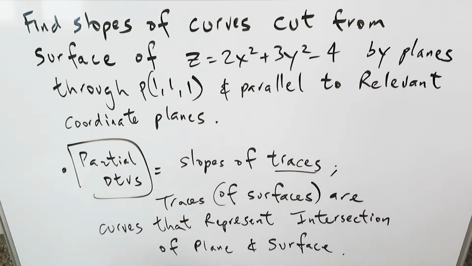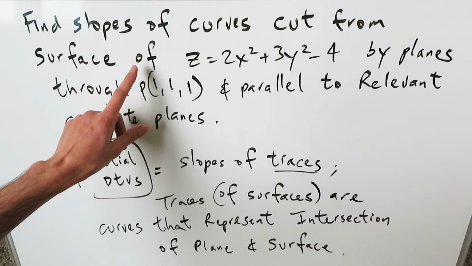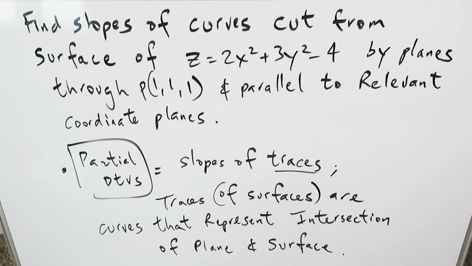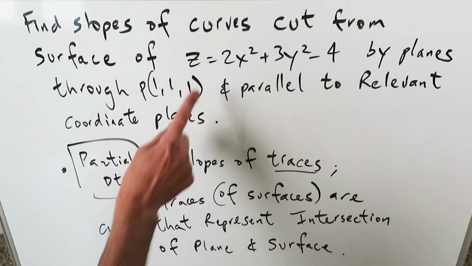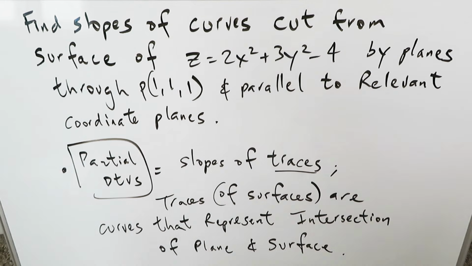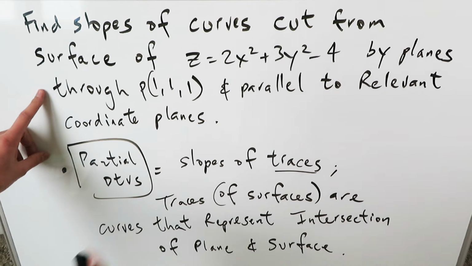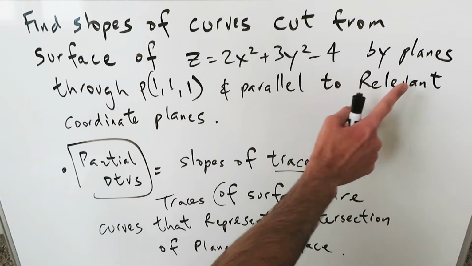What is our question? We have to find the slopes of relevant curves which are cut from a surface of a specific representation, which is this. They have the x and the y and the z axis coming into play. Z is equal to 2x squared plus 3y squared minus 4. We have to determine the slopes of curves which are coming from here by means of cuts.